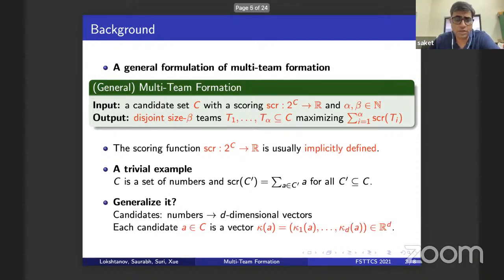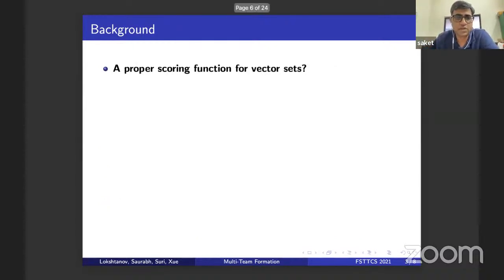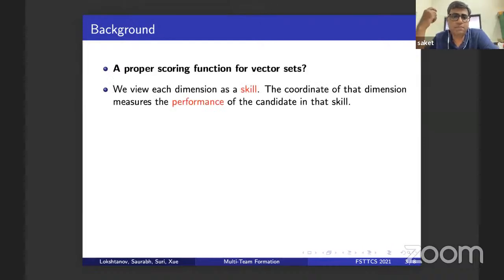Okay. So now we generalize these numbers, these candidates, because we are using the word candidate, from numbers to d-dimensional vectors. So now you can think of each candidate A in C as a d-dimensional vector in R^d. And what do they symbolize? Basically we view each dimension as a skill, and the coordinate of that dimension measures the performance of the candidate in that skill. So it is possible that one candidate could have a different set of skills, and based on how good or bad he is, we could give some score in that dimension.